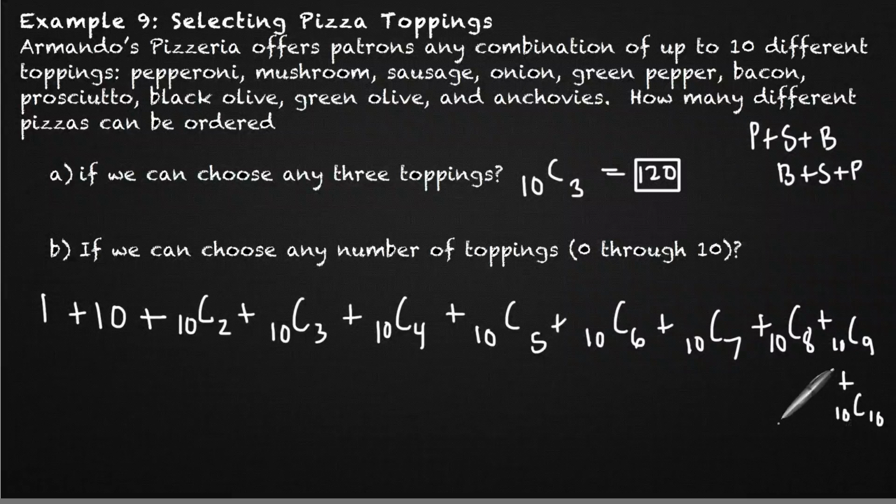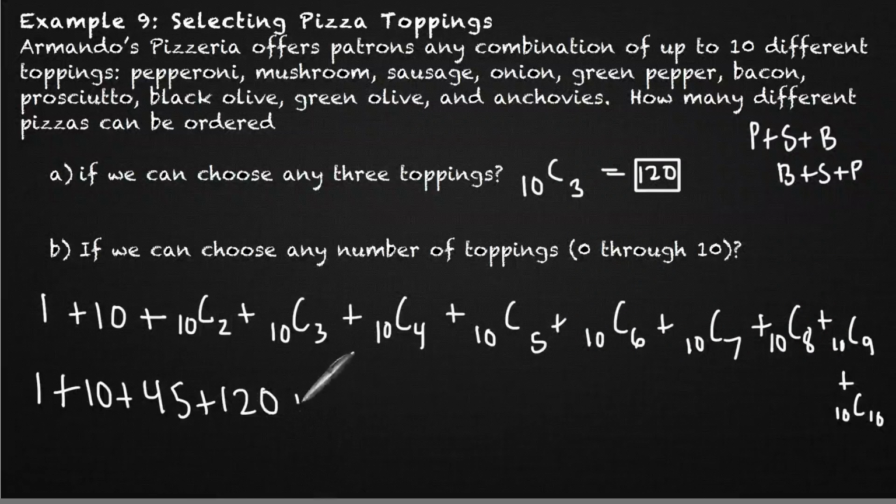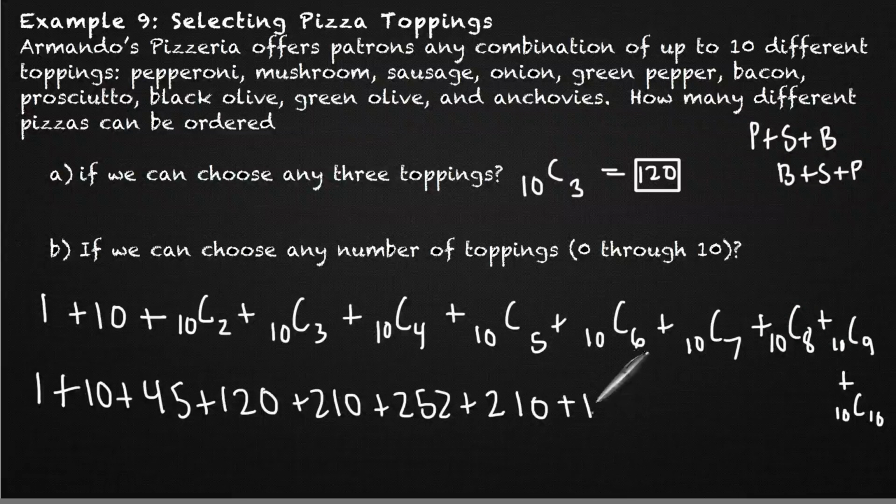All right, but now if you use our calculator, we're going to notice a pattern. This is going to be 1, 10, 45, 120, 210, 252, and something really cool happens. The numbers start going back down: 210, 120, 45, 10, and 1.